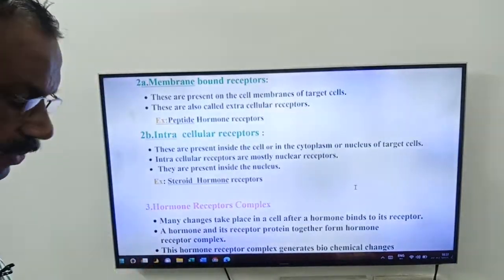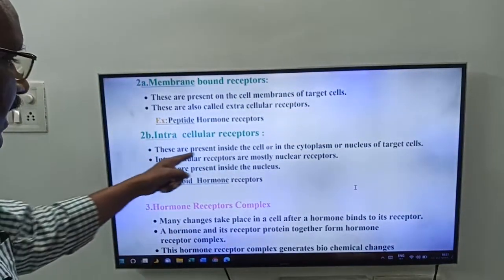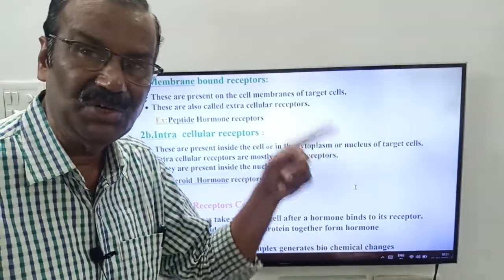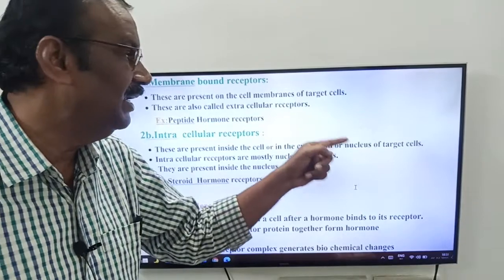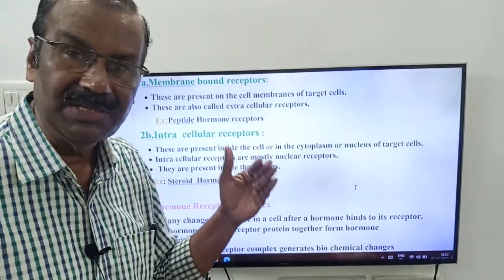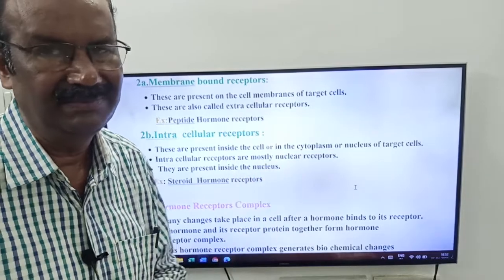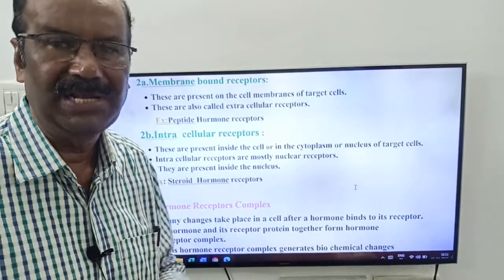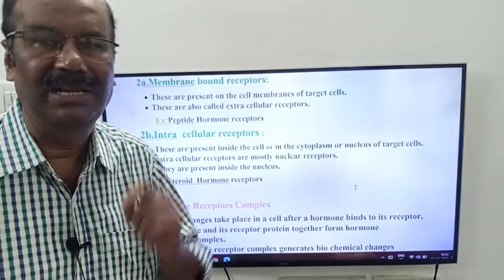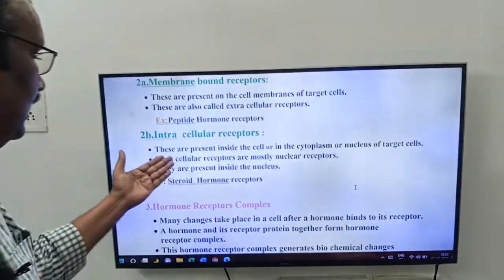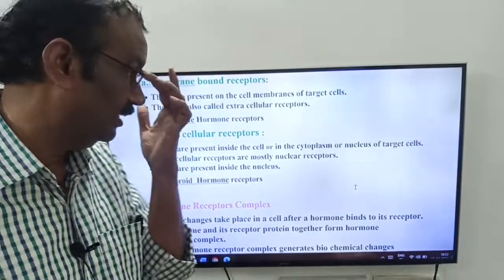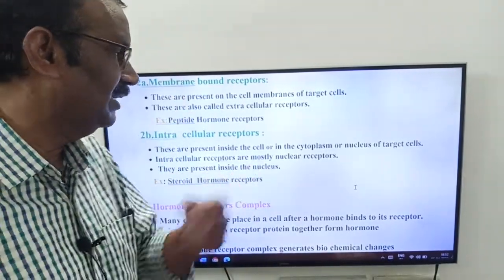Okay. Now come to intracellular receptors. These are present inside the cell, in the cytoplasm or in the nucleus of the target cell. Next, friends, these intracellular receptors are mostly nuclear receptors because they are present in the nucleus.